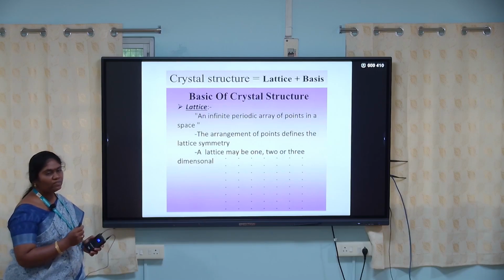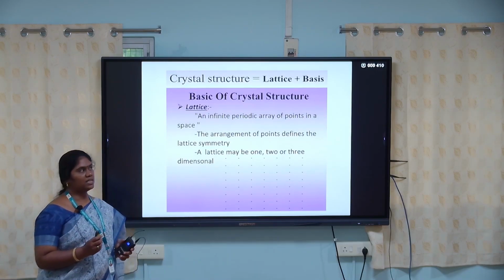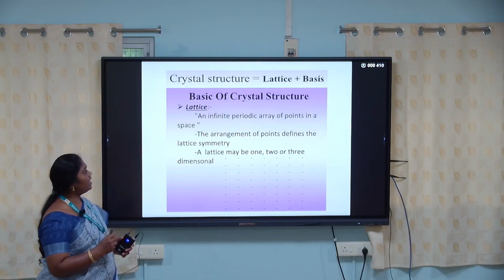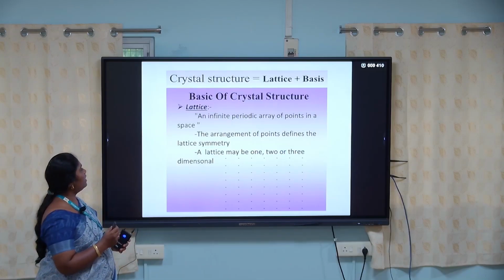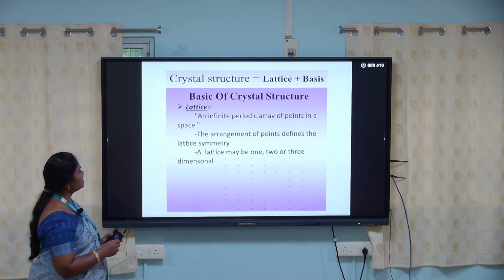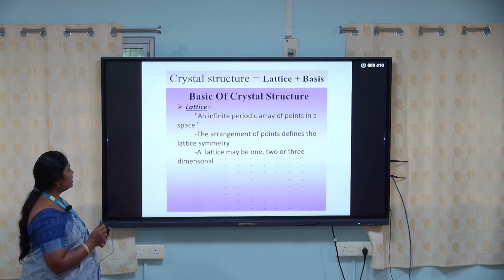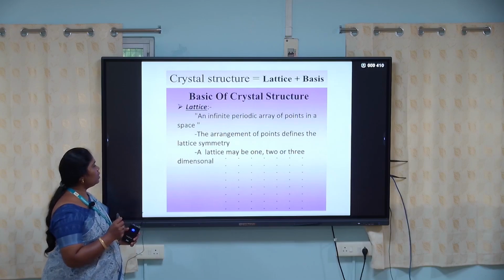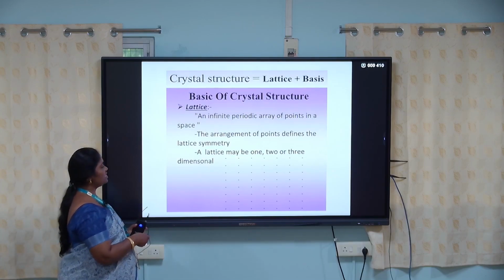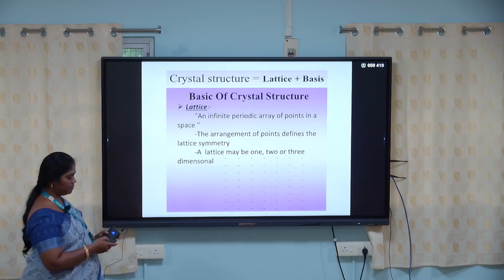It is a sum of lattice and basis which forms the crystal structure. And lattice, it is nothing but an infinite periodic array of points in space. So it is called lattice. So here you can see the arrangement of points which defines the lattice symmetry. So the lattice may be 1, 2 or 3 dimensional. So here you can see the arrangement of lattice points in 3 dimensions.